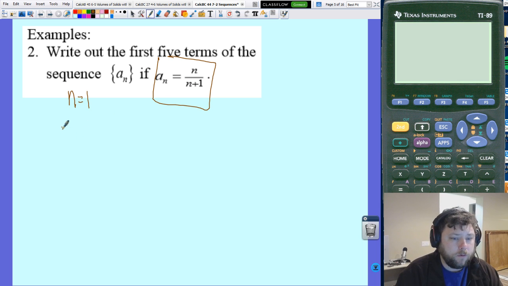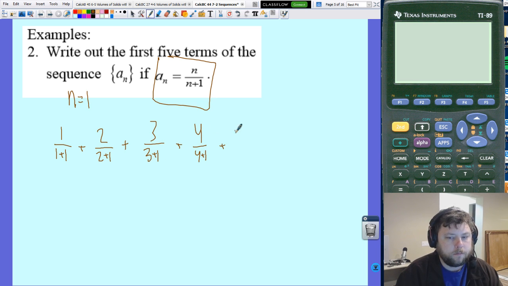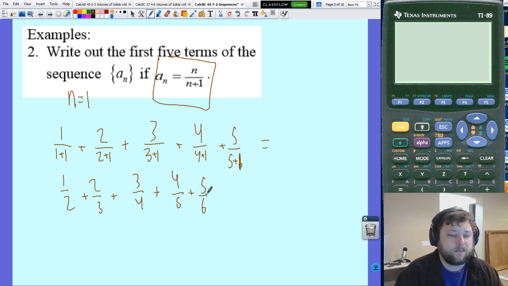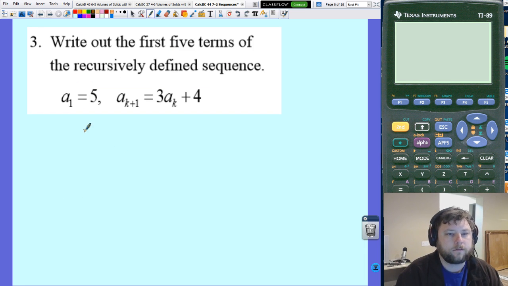So term number 1 would be 1 over 1 plus 1, plus 2 over 2 plus 1, plus 3 over 3 plus 1, plus 4 over 4 plus 1, plus 5 over 5 plus 1. And then you'd add all that up, and what does it add up to? I don't know. It's 1/2 plus 2/3 plus 3/4 plus 4/5 plus 5/6, whatever. But you'd have to add that up. I don't want to do the math. Use a calculator. Do it at home.